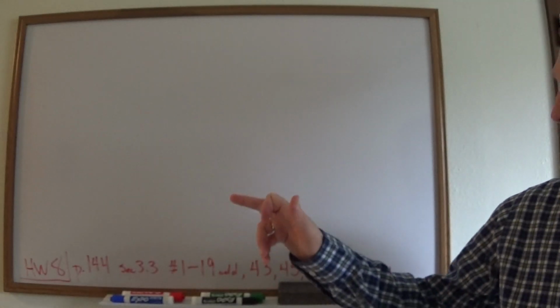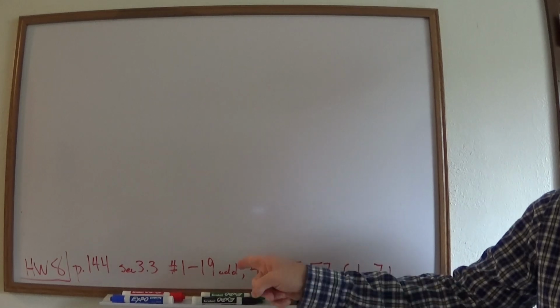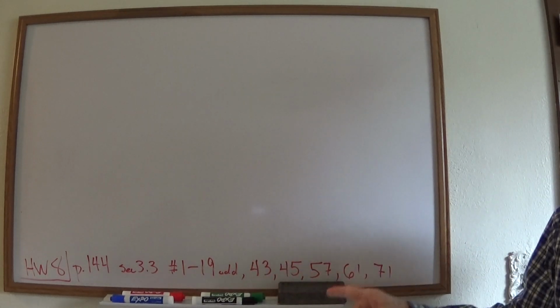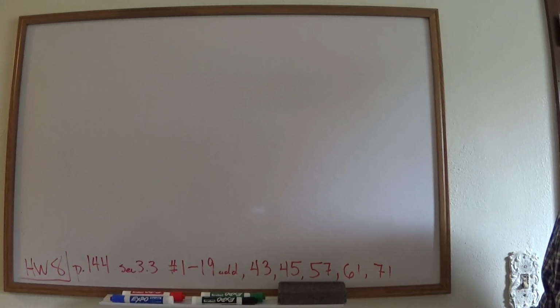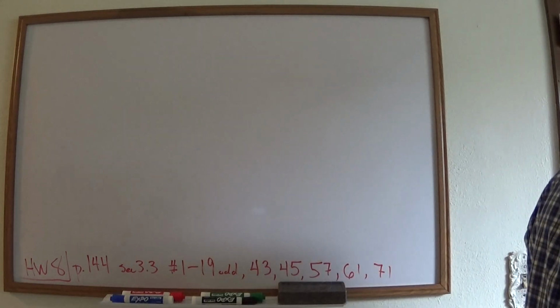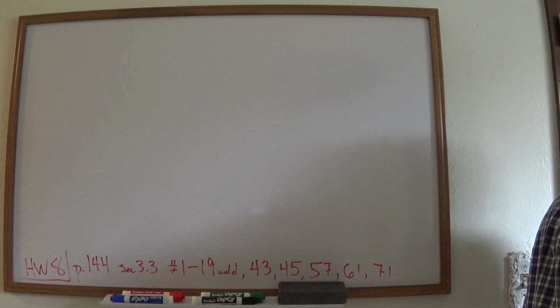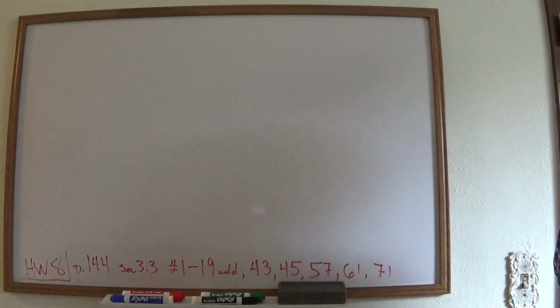Okay, homework 8, page 144, section 3.3. 1 through 19 odd, 43, 45, 57, 61, and 71. This is 15 problems, and that's about what it's going to be from now on. 15 to 20 problems, pretty much for every homework, maybe more. So, get ready for that.